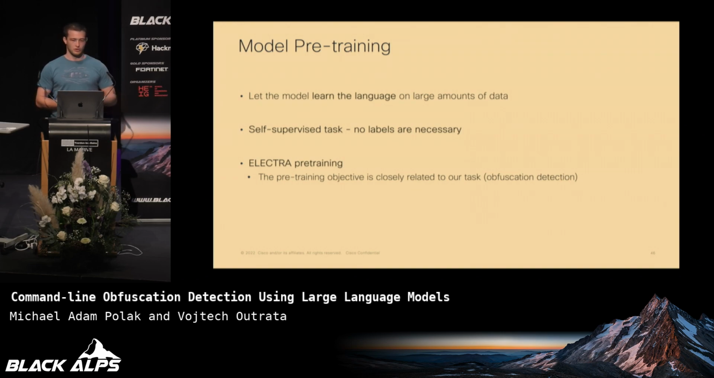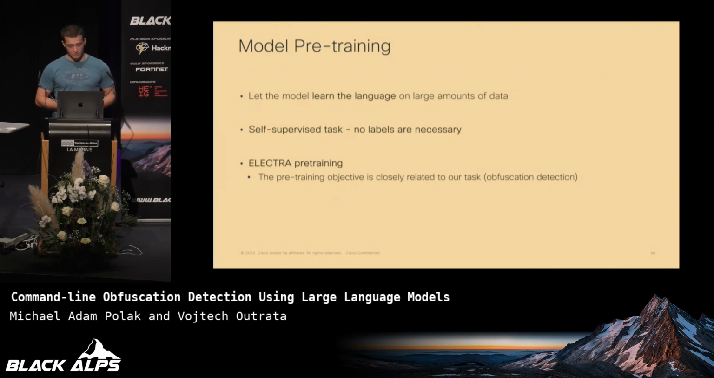So the common language models would just chew through tons of English text. In our case, the model would learn the command line structure. So we would employ a self-supervised task where no labels are necessary. At this point, the model hasn't seen any of the obfuscated stuff. It doesn't know that it's supposed to detect obfuscation. It's just supposed to learn what is in the data, how the tokens interact with each other, because this will help it substantially in the later tasks.